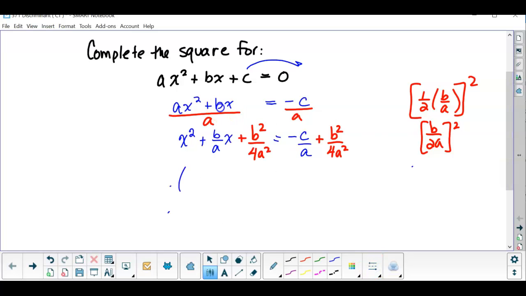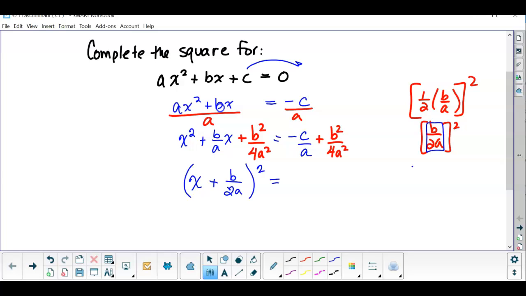So when we factor it, remember, it's going to be x plus, if that's a plus, and then half of this coefficient or the square root of this. It's going to be the same. So really, that value is this here before you square. So that's going to be plus b over 2a, bracket squared.